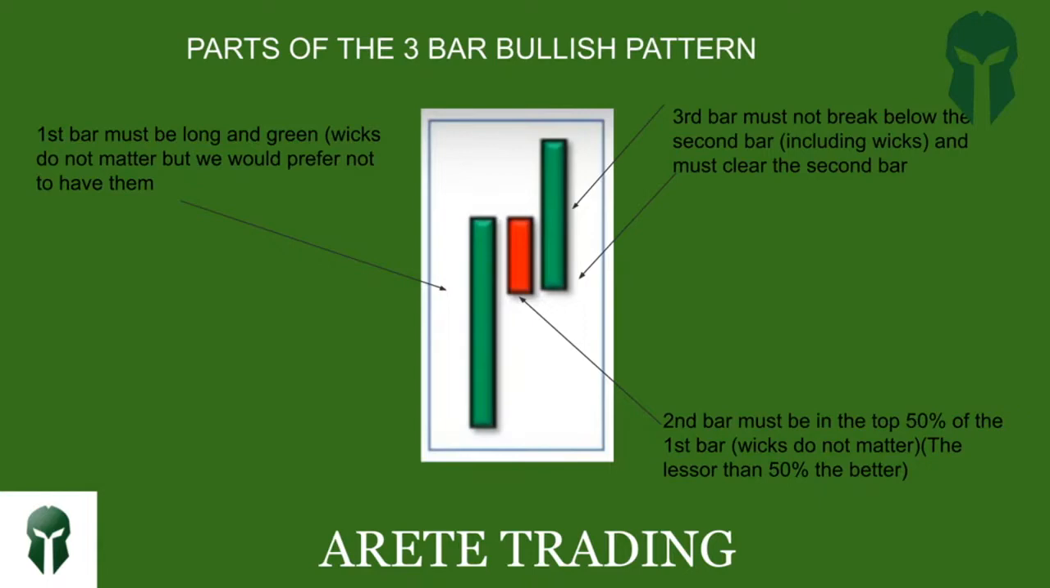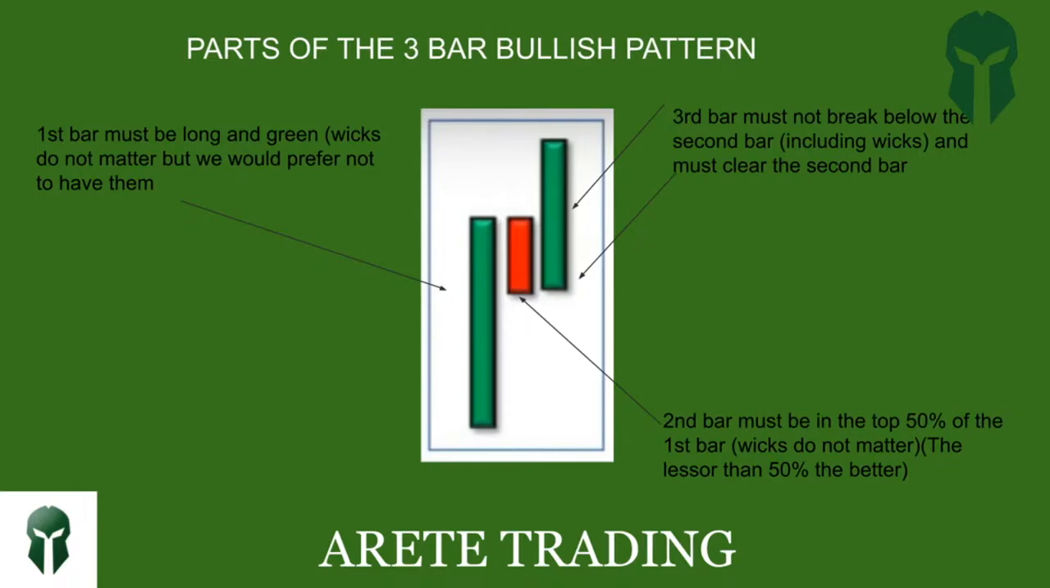Okay. So let's go through this. I'm going to be really specific about this. The 3-bar pattern. Okay. The first bar must be long and green or you don't have this pattern, period. Wicks don't matter. In other words, we don't care if this long green bar is a doji. We don't care if it's not a doji. We don't care if it opened at the low and closed at the high. We don't care. All we care about is that range and that it's green. That's all we care about if we're looking from a bullish perspective.